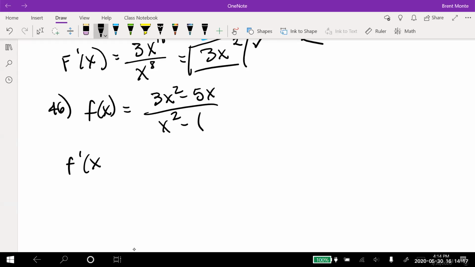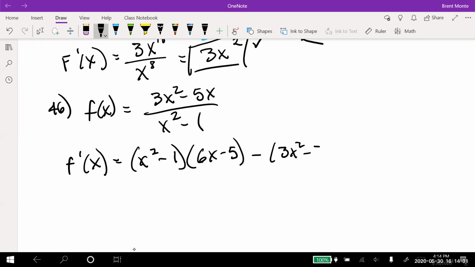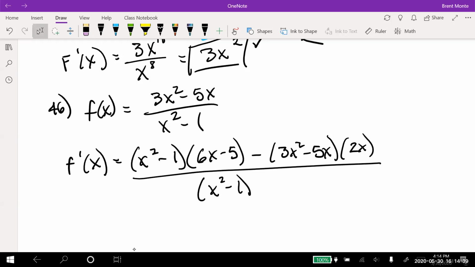So f prime of x, low d high, so that's 6x minus 5, there's low d high, minus high d low, 2x. Square the bottom and away we go. So that piece right there, that's the quotient rule. That wasn't hard. None of that was difficult to do. We just have to remember the order. So again, low d high minus high d low, square the bottom and away we go.